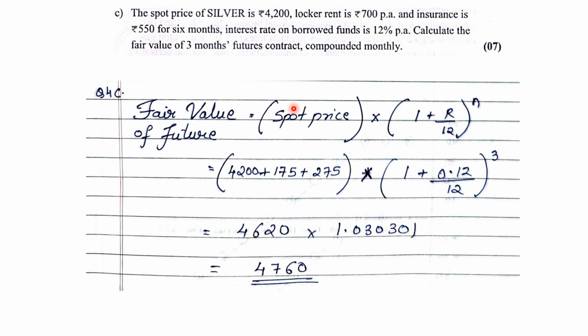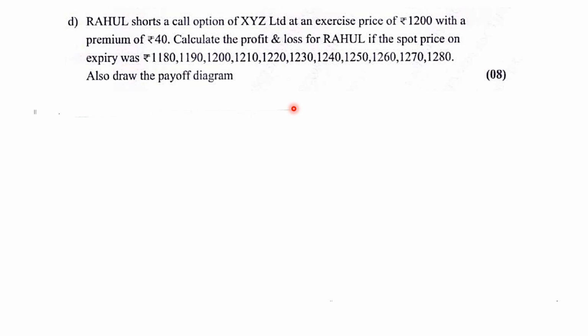Okay, now along with that, the last sum. Lastly, Rahul shorts a call option of XYZ Limited at an exercise price of 1200 with a premium of rupees 40. Calculate the profit or loss for Rahul if the spot price on expiry was 1180, 1190 and so on. And also draw the payoff diagram.